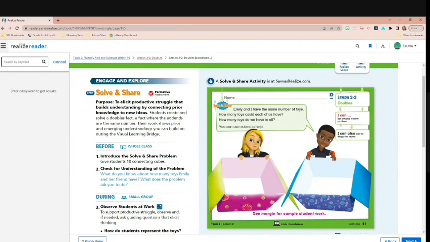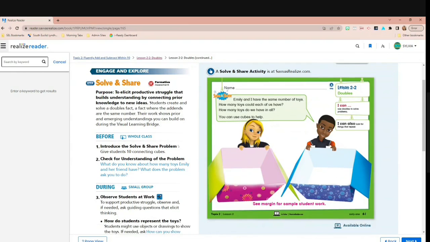Some of the things that they want students to remember is they can use double facts to solve the problems. They can also look for things that repeat. During the solve and share time, students are encouraged to work with a partner to solve the problem. We are increasing their communication and helping them take ownership of their work.